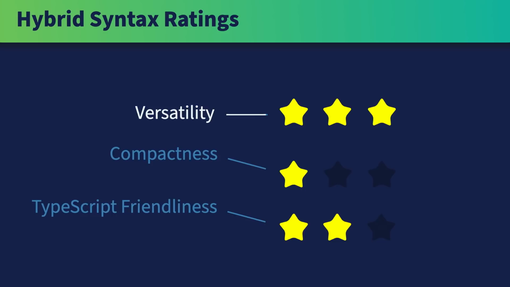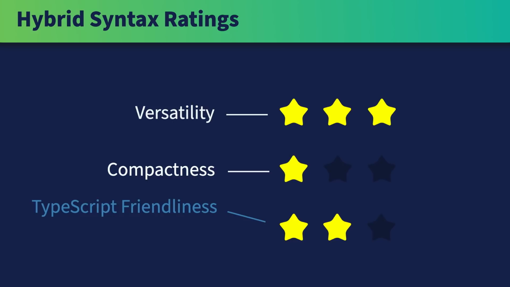Versatility refers to the quality of being able to do many things. This hybrid syntax has all the powers of the composition API. You can think of it as a special version of the composition API where the lifecycle methods and event handlers can be defined in options instead of the setup function.